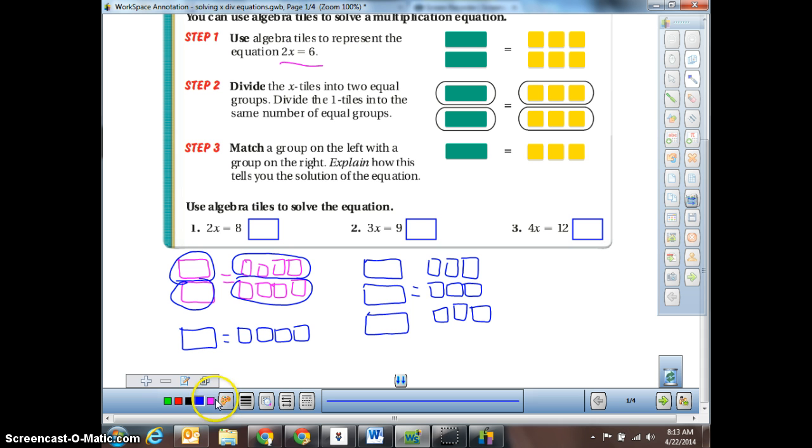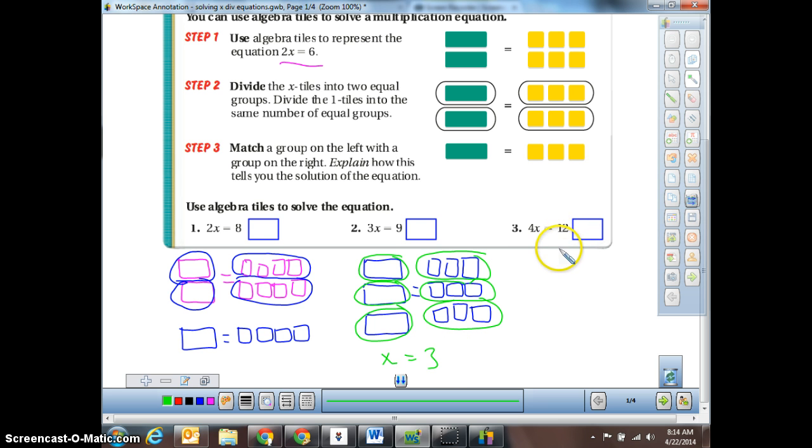So I've got 3x is equal to 9. I don't want 3 x's, I want 1. So what am I going to have to divide by? You guessed it, 3. So 3x divided by 3 gives me each 3 different groups of 1. That's what I'm looking for. So I'm going to end up with 1x. And when I divide 9 into 3 groups, each group then contains 3. So x equals 3.